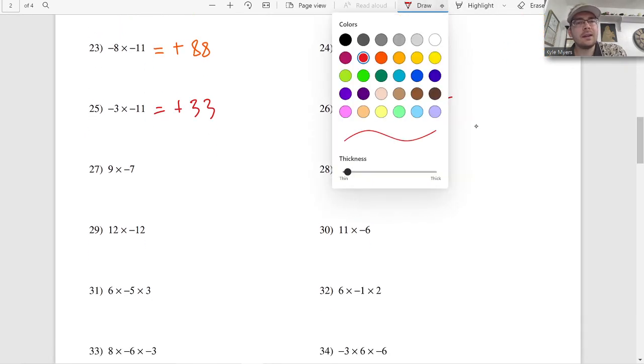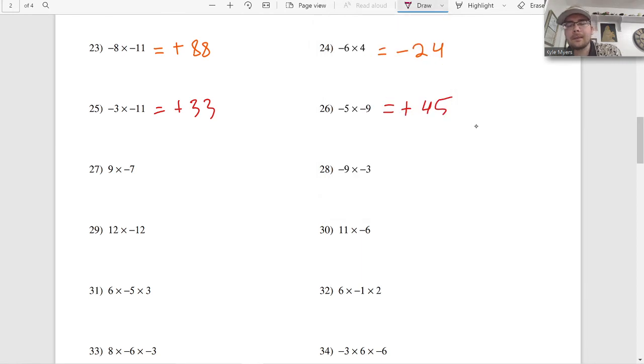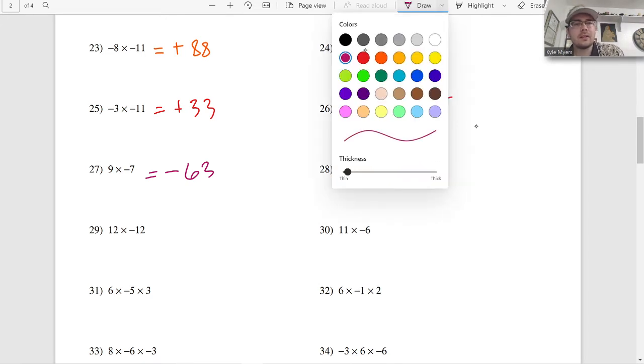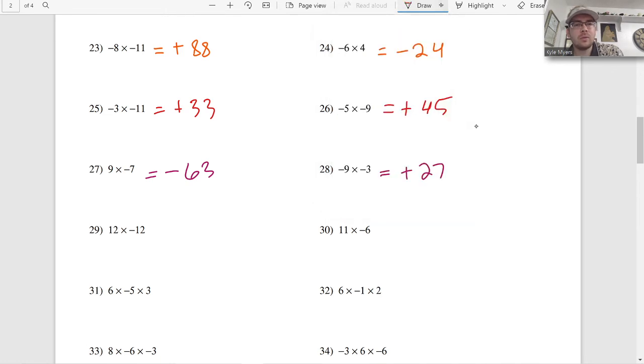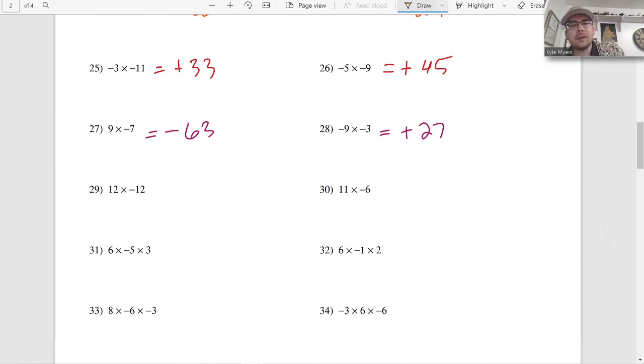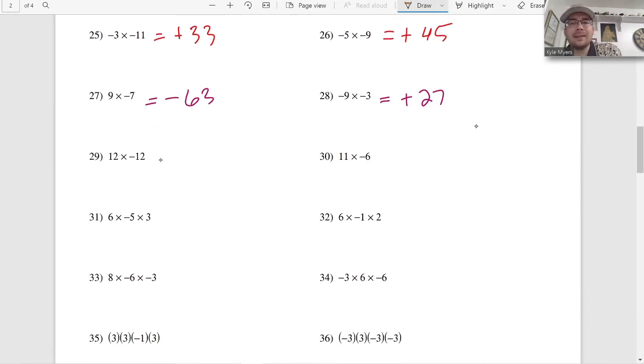9 times negative 7. Let's change color again. Positive times a negative is a negative. And 9 times 7 is 63. Negative and a negative make a positive. 9 times 3 is 27. Change color. Let's do starting from maybe like brown. Yeah, there we go. 12 times 12 is 144, but a positive times a negative is a negative 144. Kind of went backwards again on that one.